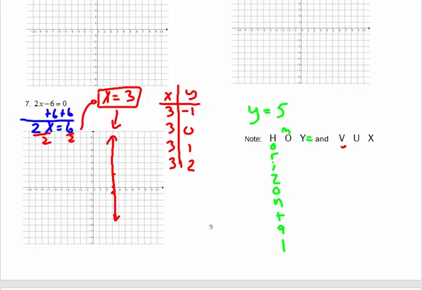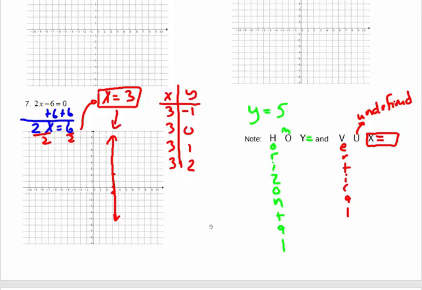If you see VUX, you're going to have a vertical line. We'll talk about the slope more, but when you see the U, that's undefined slope. So vertical lines have undefined slope, which we'll talk about in the next section. And it's always going to be the form of x equals.